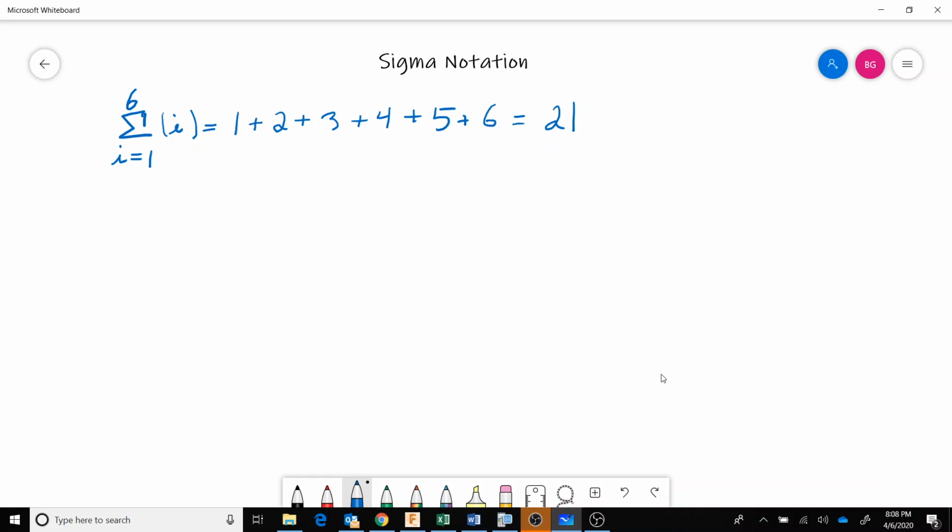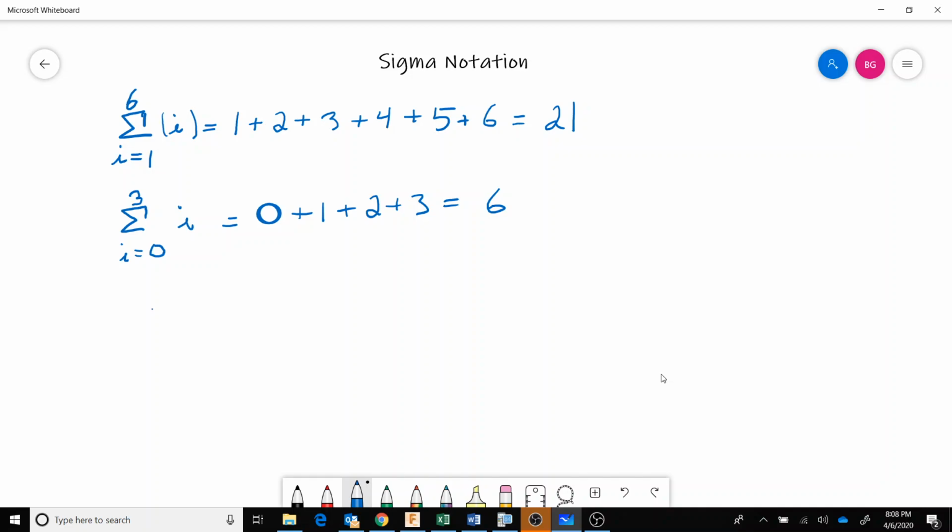Now, when I do a sigma notation, it does not have to start with 1. We could say I equals 0, and let's just go to 3 this time. And let's say again, it's just I. And so in this case, the first I would be 0, and then the next I would be 1, and the next I would be 2, and the next I would be 3. And again, sigma means summing, so I'm just adding all this up, and this guy is 6.